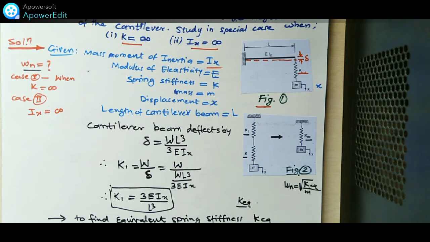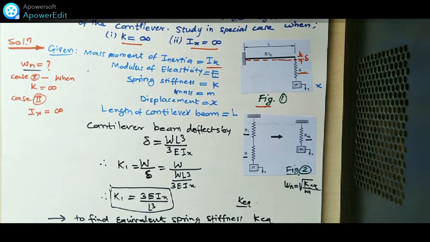So this K equivalent, as these two springs are in series, we can write K equivalent. Correct? Because these two springs are in series. This is the formula for springs in series. So I'll write here 1 by K equivalent is equal to L cube by 3EIX, putting the K1 value here, plus 1 by K.